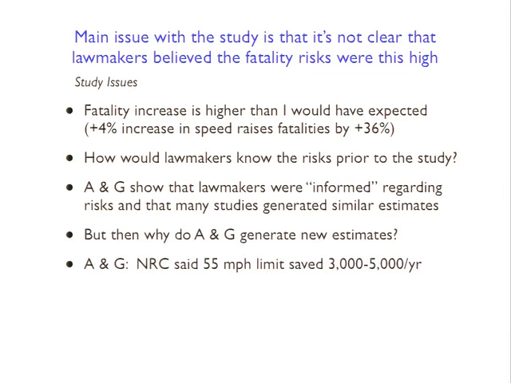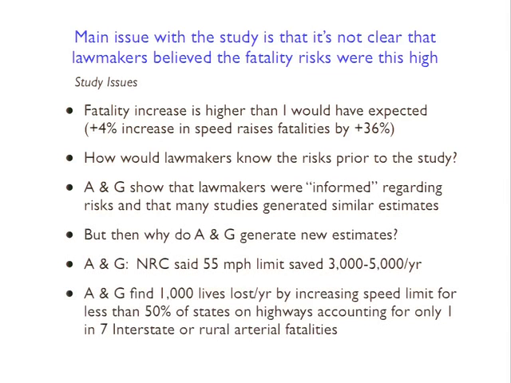So, for example, there was a National Research Council study that was published before this had happened, which said that the 55-mile-an-hour speed limit saved about 3,000 to 5,000 people per year. But what they find is that essentially increasing the speed limits increases lives lost by about 1,000 per year.